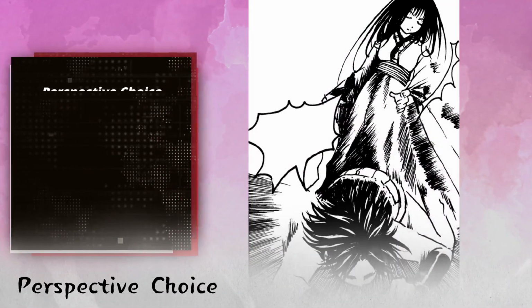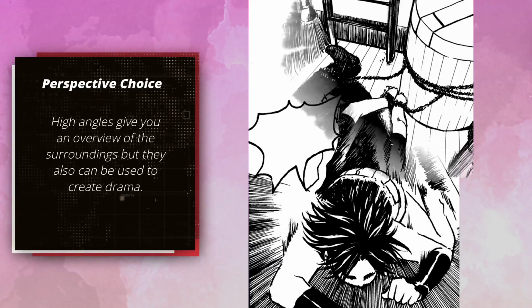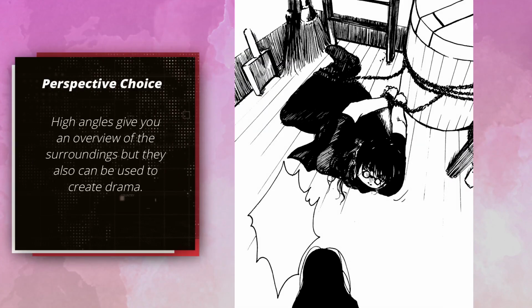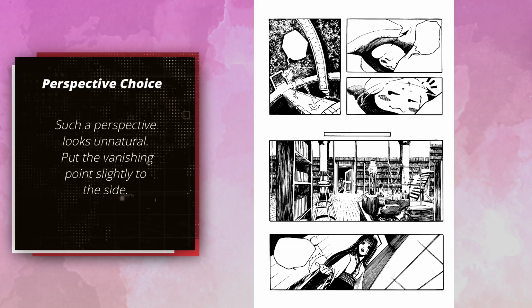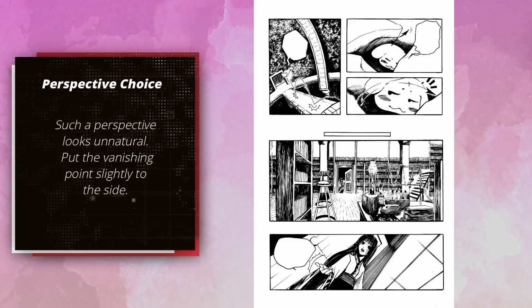How to choose a perspective. Low angles are used for dramatic scenes. High angles give you an overview of the surroundings, but they also can be used to create drama. While most panels are at eye level, avoid one-point perspective with the vanishing point smack in the center. Such perspective looks unnatural. Put the vanishing point slightly to the side.